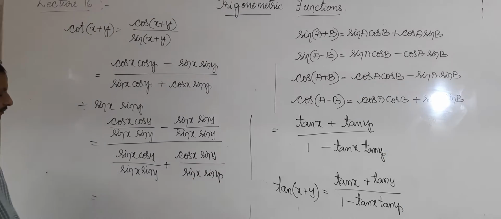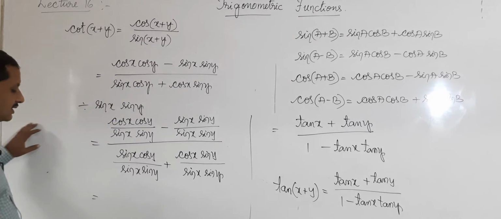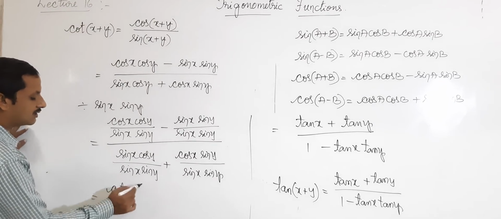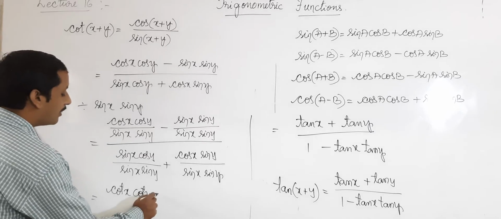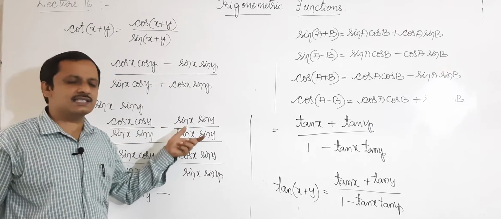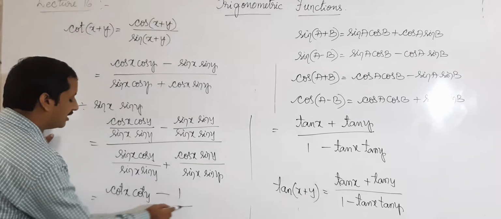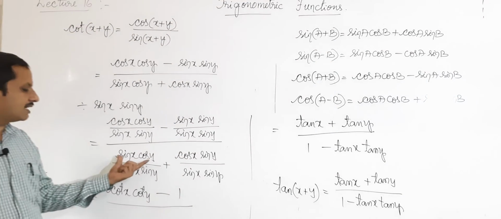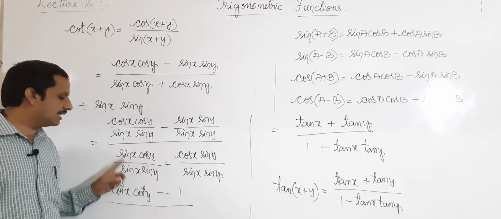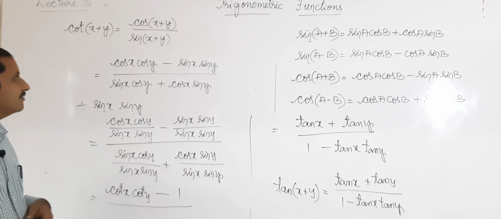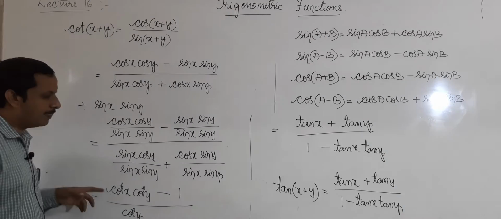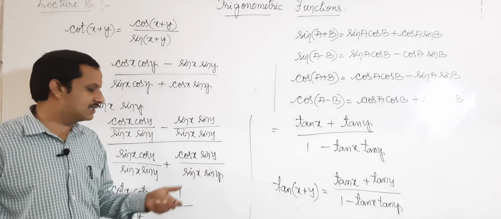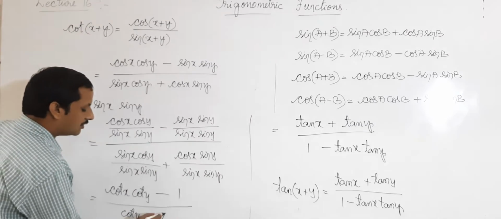Okay, that is equal to, now here cos x by sin x I can write as cot x, and cos y by sin y is equal to cot y. So cot x into cot y minus, here sin x gets cancelled, sin y also gets cancelled, 1 will remain, divided by, in this you have sin x cos y by sin x sin y. First I will cancel sin x, then what will remain is cos y by sin y, which can be written as cot y. And here sin y gets cancelled, cos x by sin x is equal to cot x.